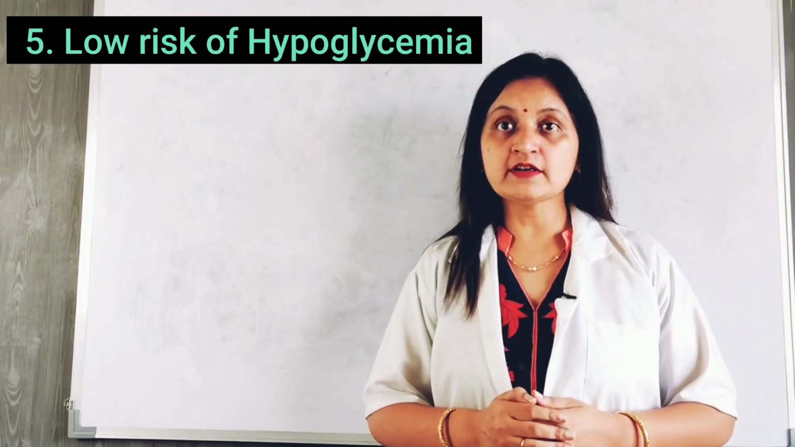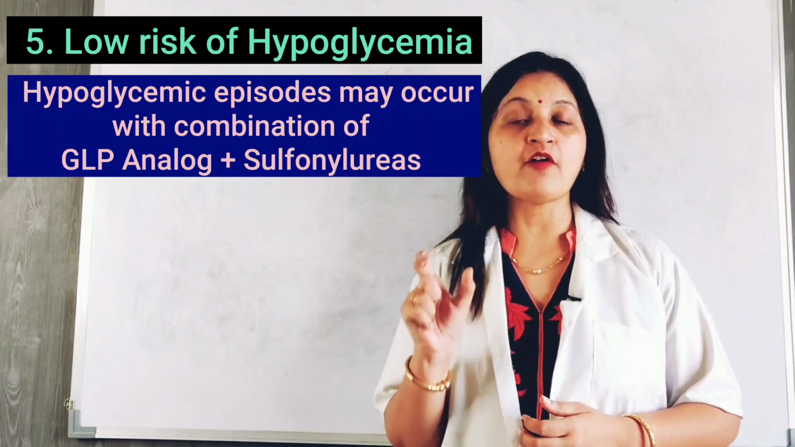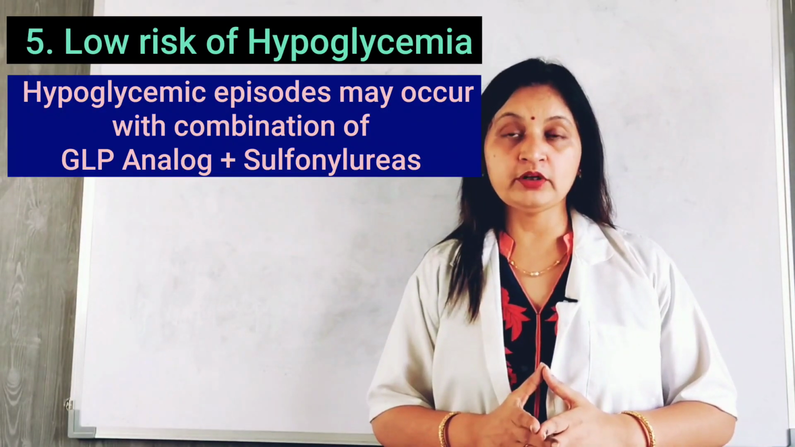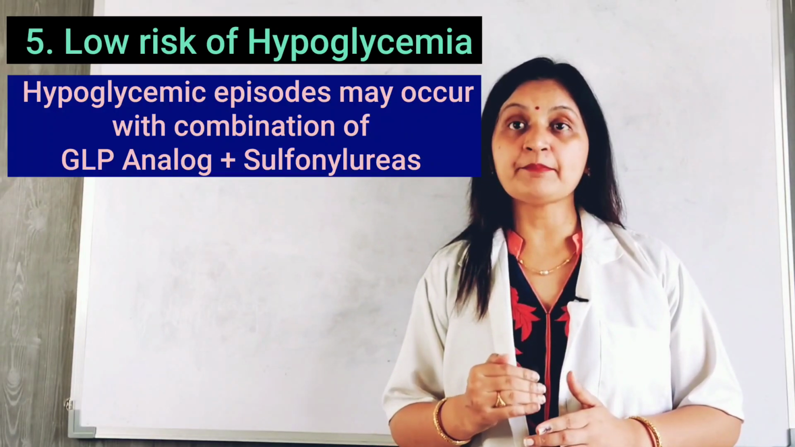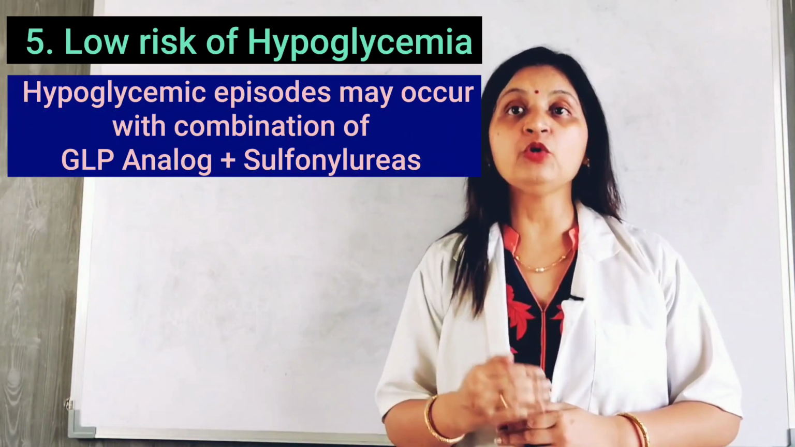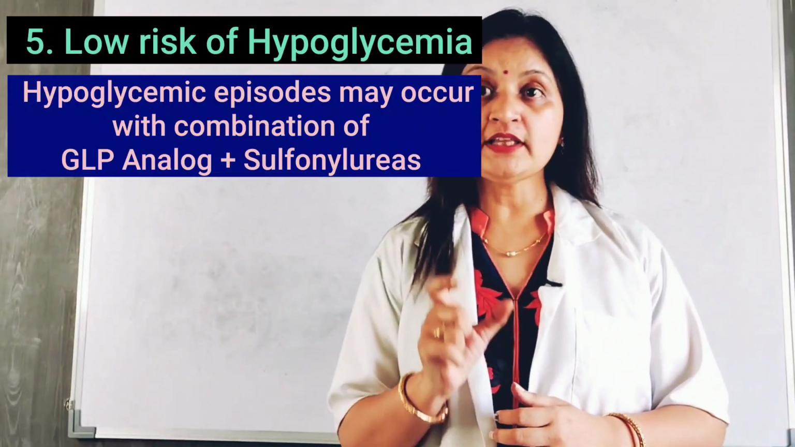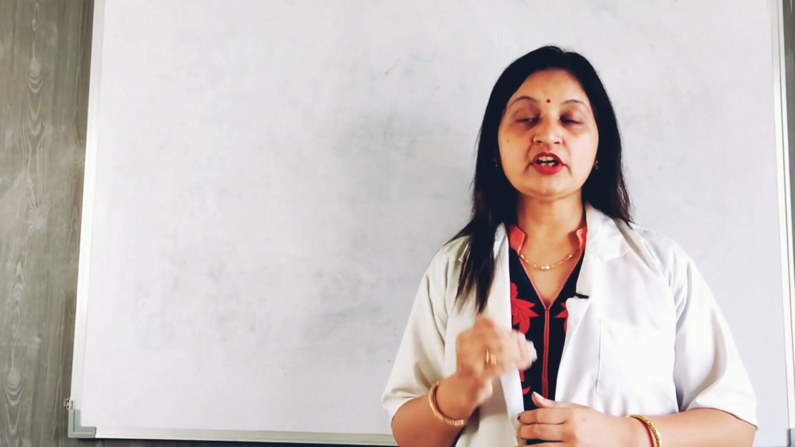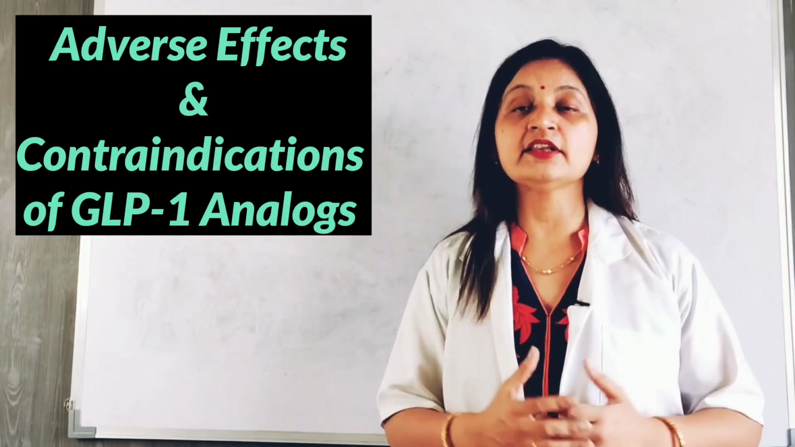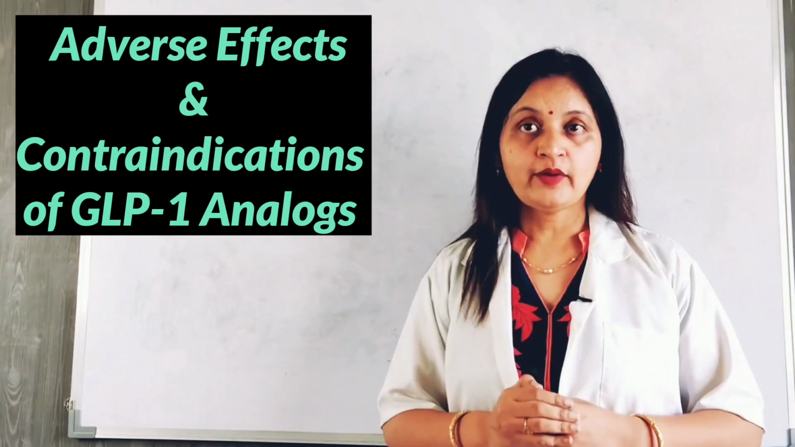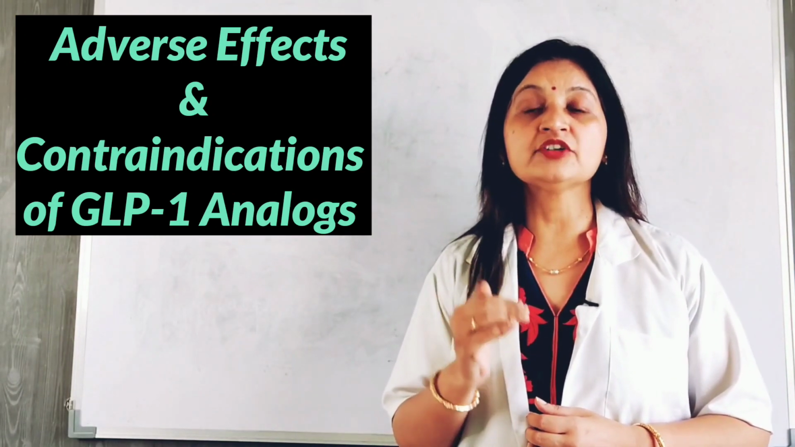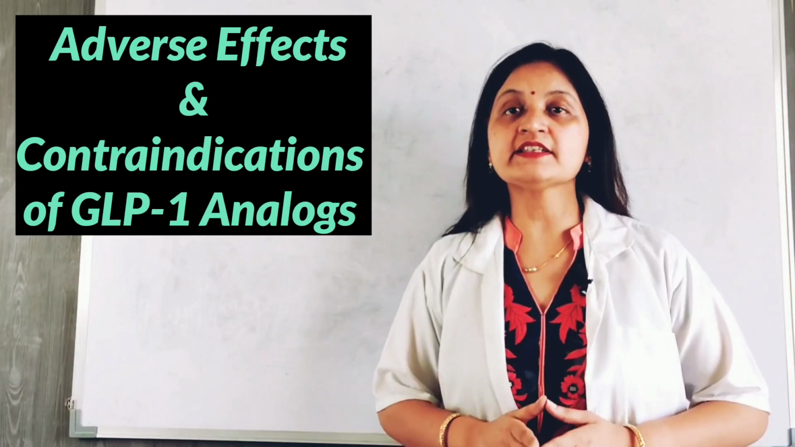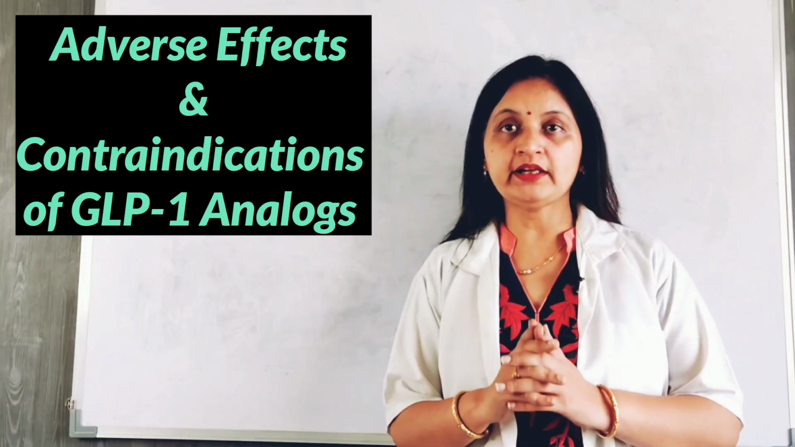The GLP-1 analogs have been associated with low risk of hypoglycemia. So no major hypoglycemic episodes have been reported. However, hypoglycemic episodes may occur when combined with sulfonylureas, an insulin secretagogue known to promote insulin secretion, causing reduction in blood glucose level and increasing the chances of hypoglycemia. So when combined with sulfonylureas, dose adjustment should be a consideration. So now let's discuss what are the adverse effects and contraindications of GLP-1 analogs.